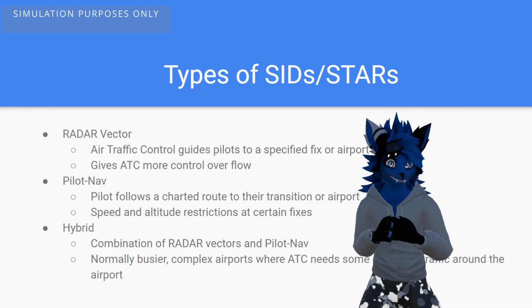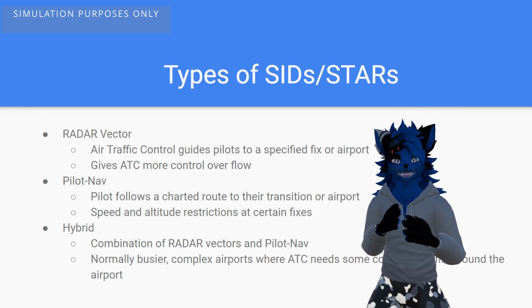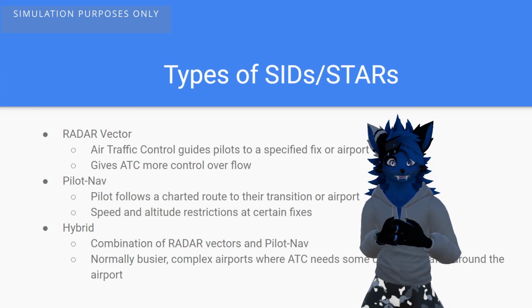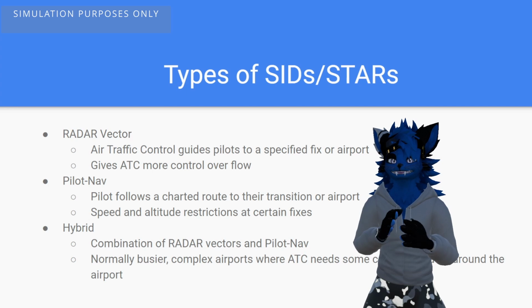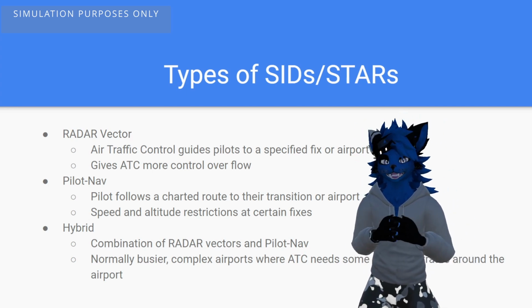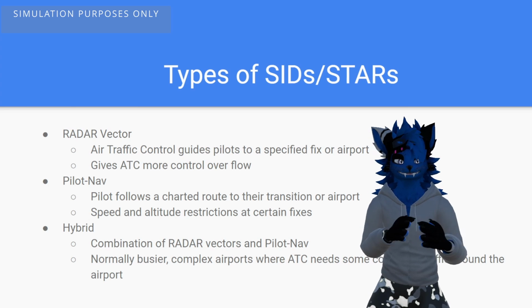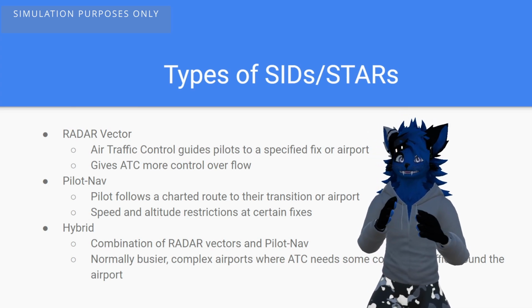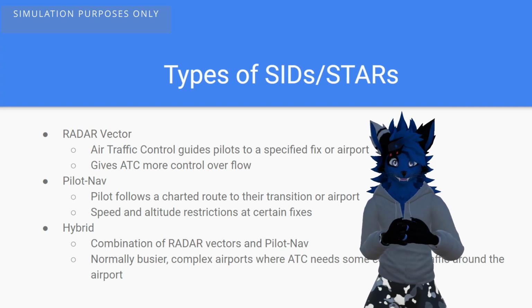Pilot nav SIDs and STARs are going to be charted routes that pilots are going to follow to their transition or to the airport they are arriving to. Most of them are going to have speed and altitude restrictions that you are going to need to maintain. This alleviates a lot of workflow from both pilots and air traffic controllers, mostly because both the pilots and the controllers know exactly what they need to do and what route they're going to be following.